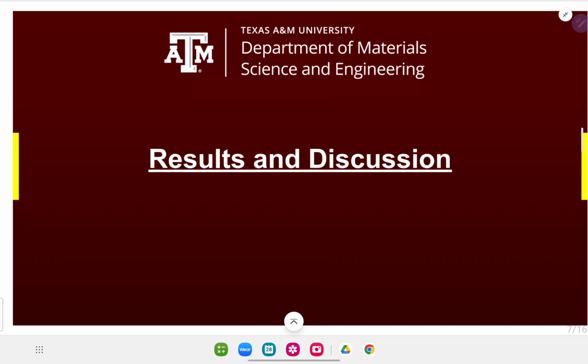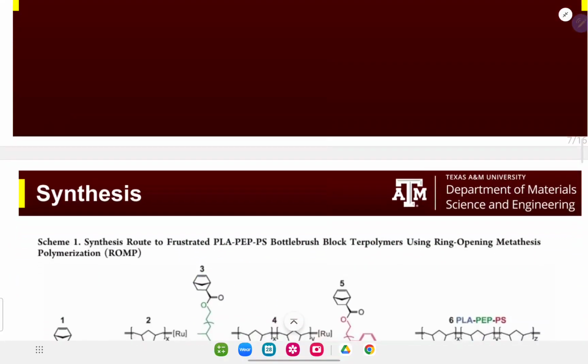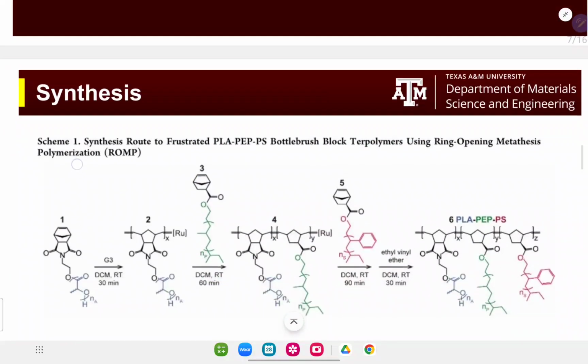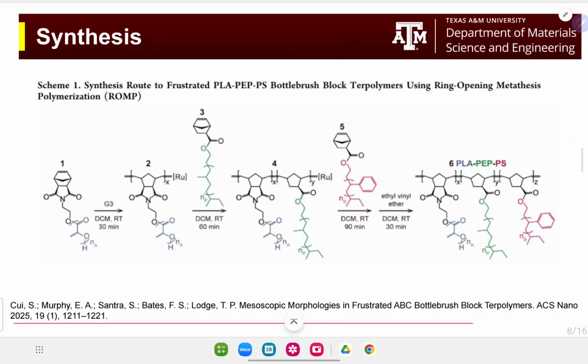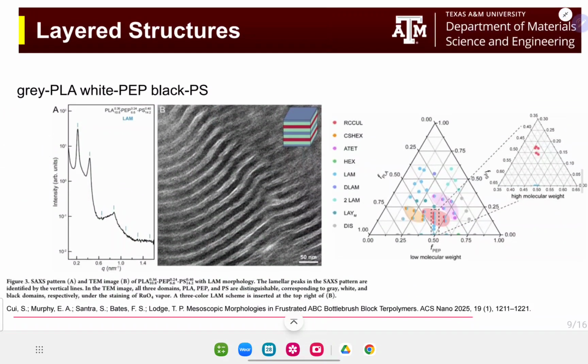Now, let's talk about results and discussion. Here, the mechanism for synthesizing the frustrated PLA, PEP, PS bottlebrush block terpolymers is shown. However, due to time constraints, I will skip over the details of the synthesis for now. Okay, now let's move on to the phase behavior of the ABC bottlebrush triblock terpolymers.